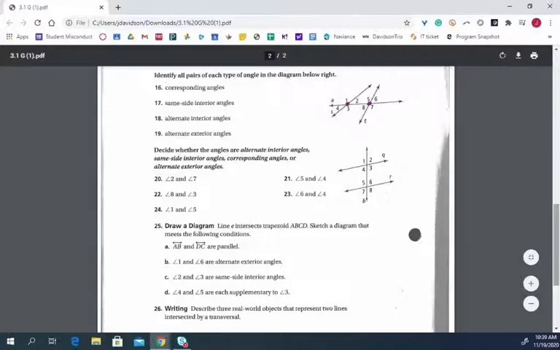1 and 5 or 2 and 6? You guys see it now? They're both... In this, 1 and 5 are the top left spot of the angles, right? 2 and 6 would be top right.